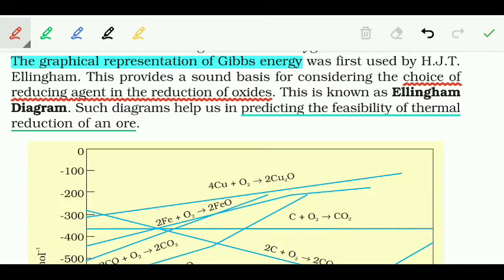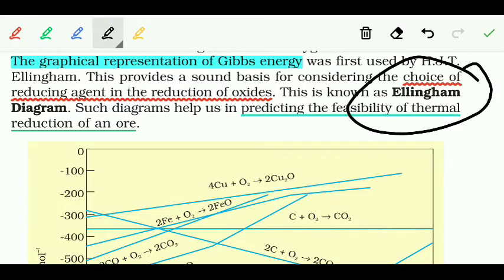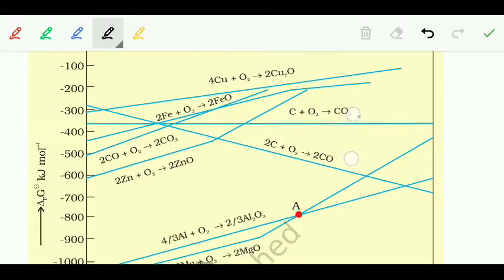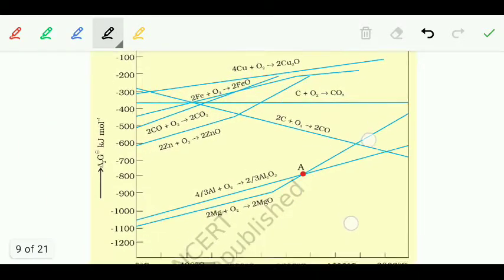This is known as the Ellingham diagram. The graph which deals with the Gibbs free energy and temperature is basically known as an Ellingham diagram. Such a diagram helps us in predicting the feasibility of thermal reduction of an ore. From this diagram you can get an idea of which kind of ore can be used on the basis of thermal reactions. So you can clearly see the diagram here.